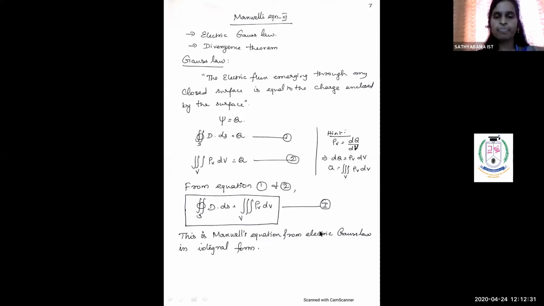What is Gauss law? The electric flux emerging through any closed surface is equal to the charge enclosed by that surface. That is psi is equal to Q. What is psi? Already we know, according to Gauss law, surface integral D dot ds is equal to Q. It is known to us. Also, see the hint, rho v, that is charge in volume, is equal to dQ by dv. From that, we can write dQ as dQ is equal to rho v into dv. So if you find out Q, we can write this as volume integral rho v into dv.